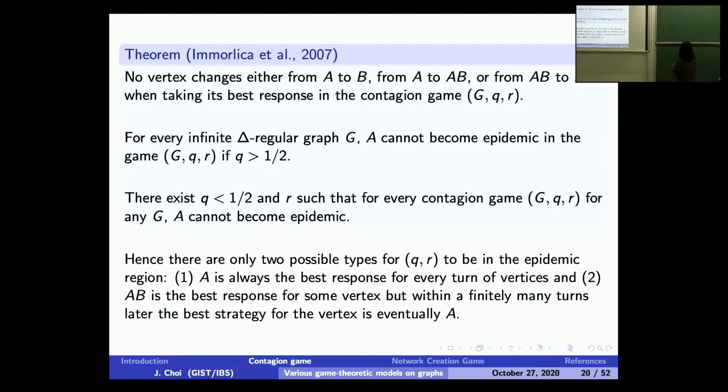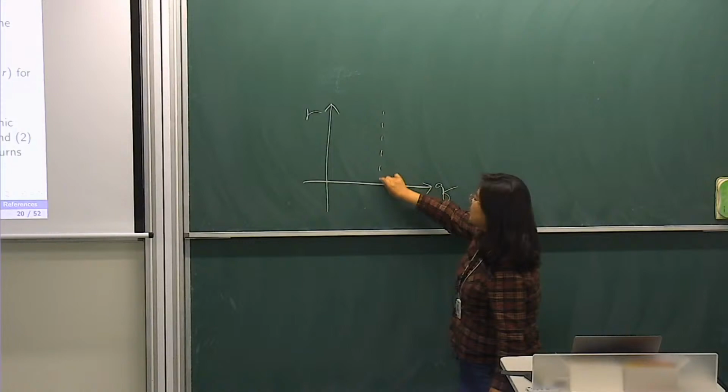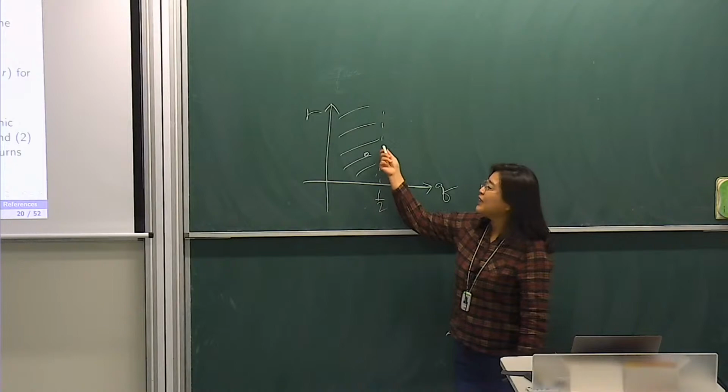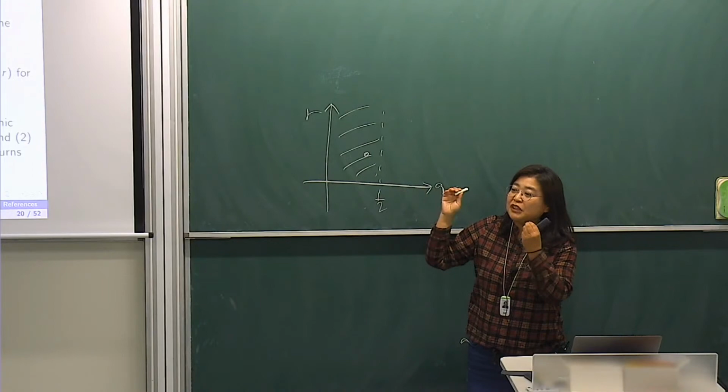So you can imagine that if you determine some epidemic region in this Q and R plane, then from the second result, it will appear only on this side. But that's not the whole region. There should be some points which are always outside the epidemic region of any kind of graph. But they didn't determine which ones specifically. It's not a constructive proof, just an existence proof.